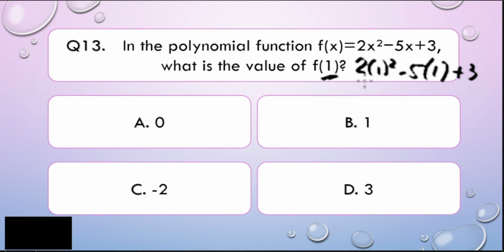Of course, when we simplify that, this will become 2 times 1 because 1 squared is 1. Then 5 times 1, that will become negative 5 plus 3. So if we add negative 5 plus 3, that will be negative 2. 2 times 1, that will become 2. So 2 minus 2, that is 0. So therefore, the correct answer is letter A.